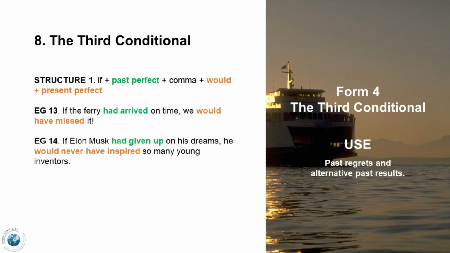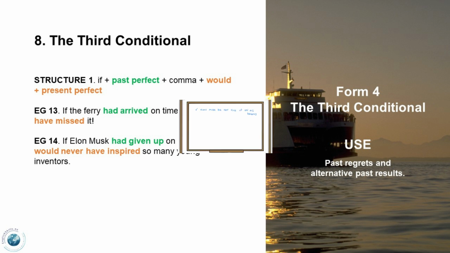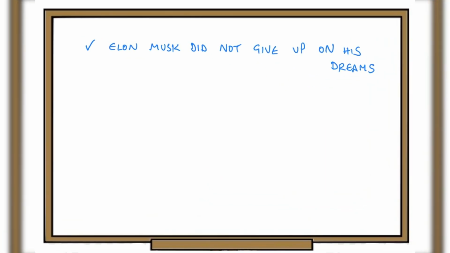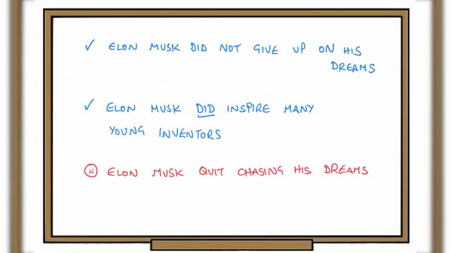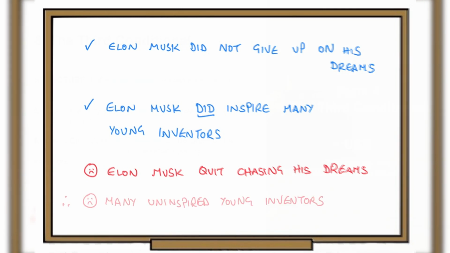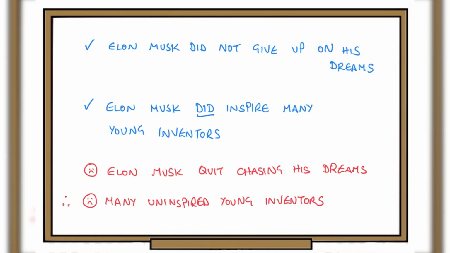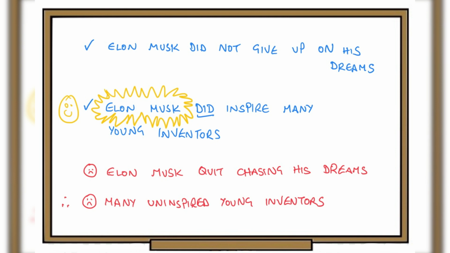Example 14. If Elon Musk had given up on his dreams, he would never have inspired so many young inventors. There are quite a few assumptions in this example, but 2 things are sure. According to the speaker, Elon Musk did not give up on his dreams. And Elon Musk did inspire many young inventors. The alternative past result. Elon Musk quit chasing his dreams, plus many young inventors lacked his inspiration. Thank you, Mr. Musk.